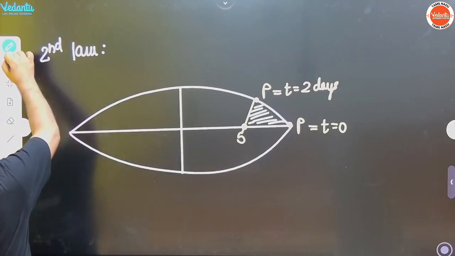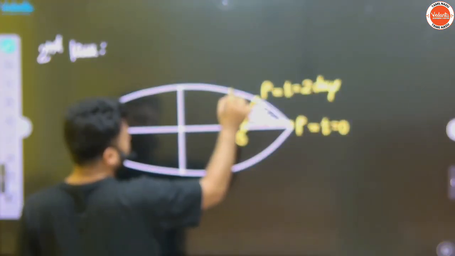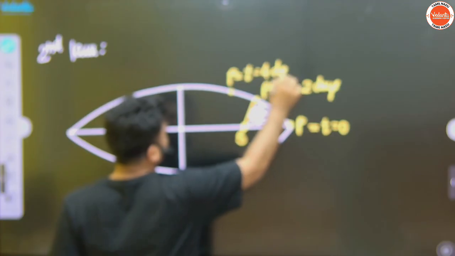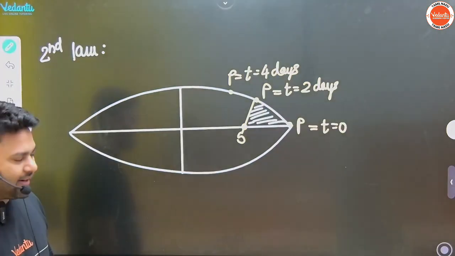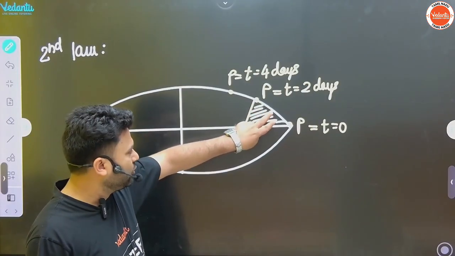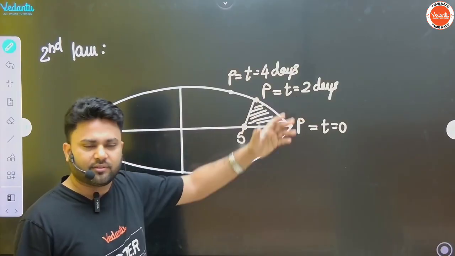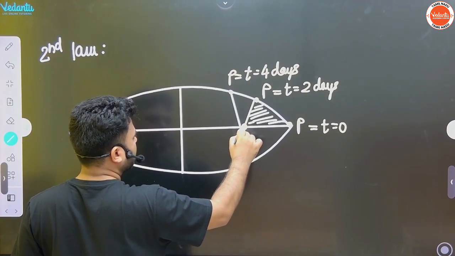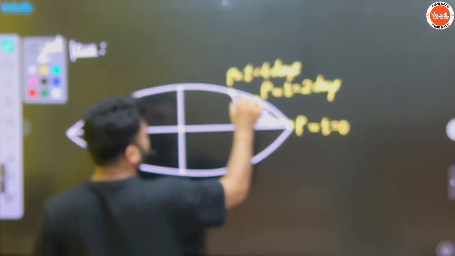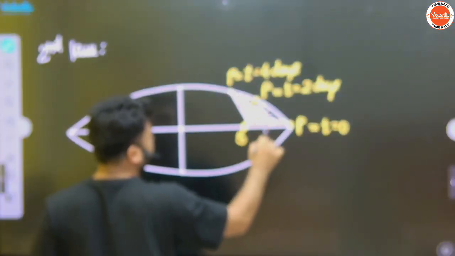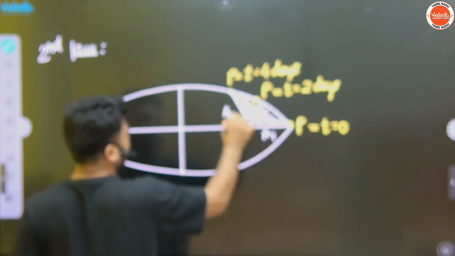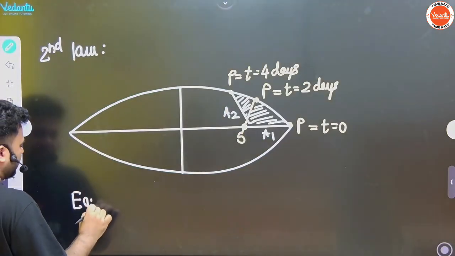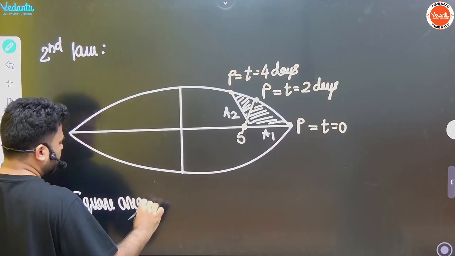Now again after 2 days, the planet will move further, suppose here, at t equals 4 days. So what the second law says is, whatever area it has covered in 2 days, the same area it will cover in the next 2 days. Means if I join lines like this, these two areas will be same. Suppose this is area 1, this shaded side is area 2. So equal area in equal time. This is the second law.